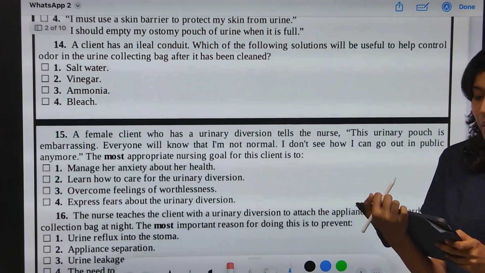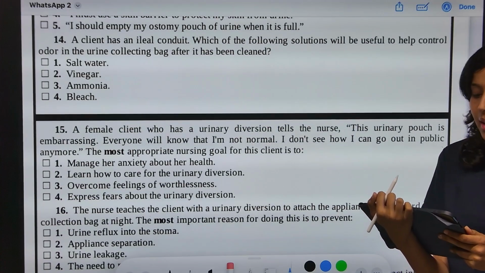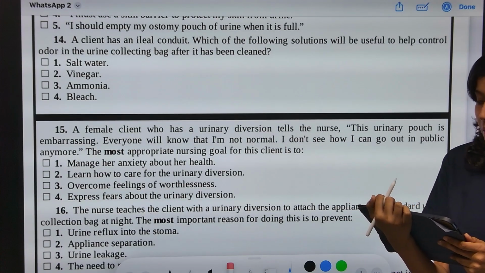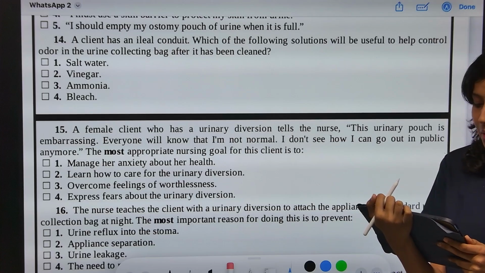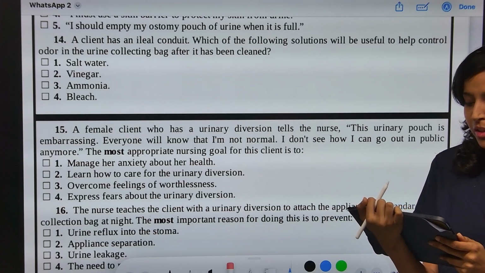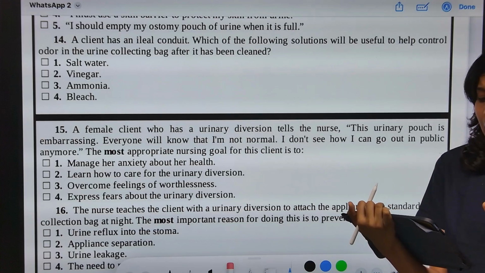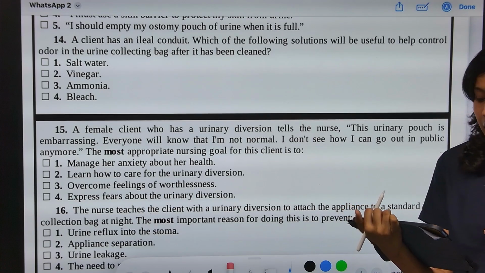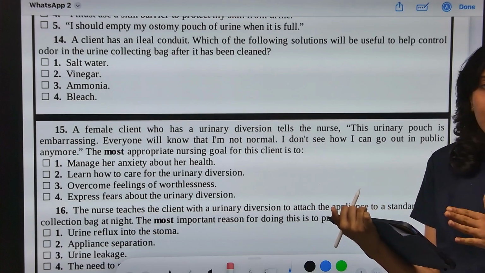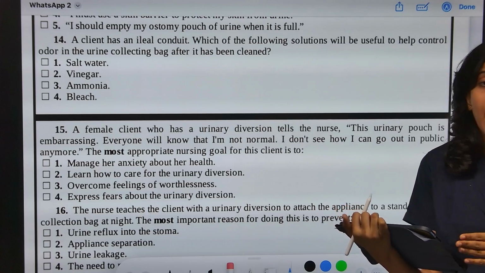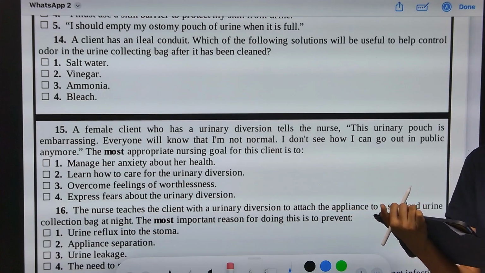Now let's discuss question number 14. A client has an ileal conduit. Which of the following solutions will be useful to control the odor in the urine collection bag after it has been cleaned? This is very concerning. We have to keep the collecting bag odor free. So which solution will we use?